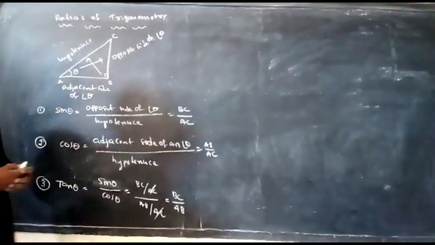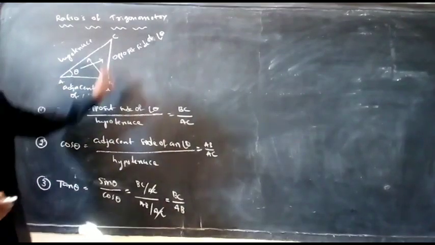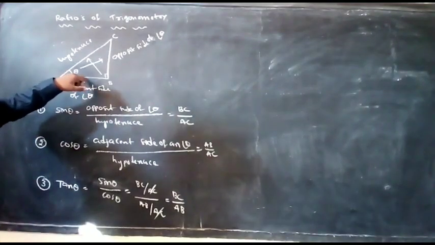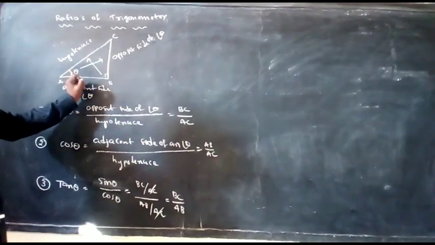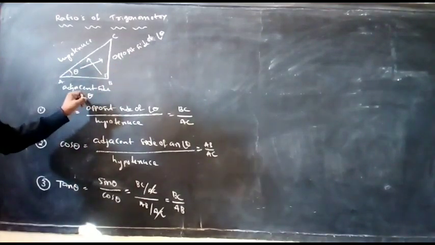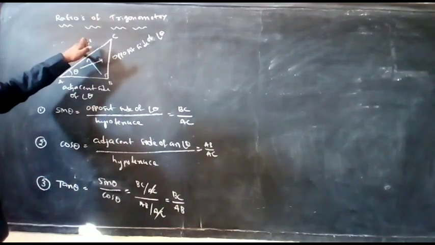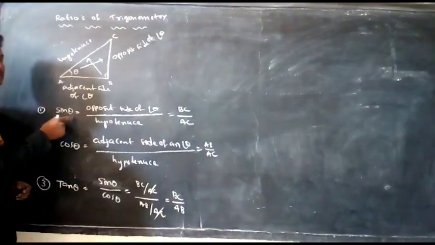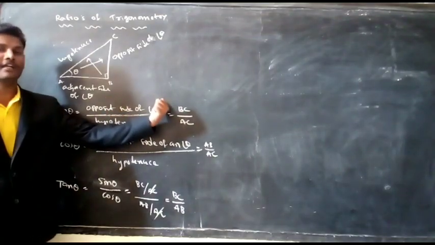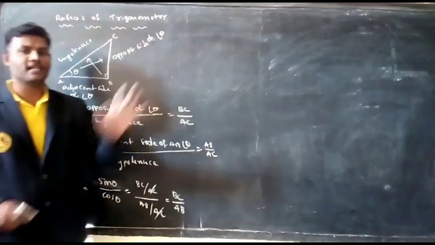Now the ratios of trigonometry. In a right angle triangle, here I took one right angle triangle, A, B and C, with the right angle at B. Here one angle is theta. The side opposite to theta is called the opposite side of the angle theta. This is the adjacent side of the angle theta. And the side opposite the right angle is called the hypotenuse. First, what is sin theta? Sin theta is equal to the opposite side of the angle theta by hypotenuse, nothing but BC by AC.